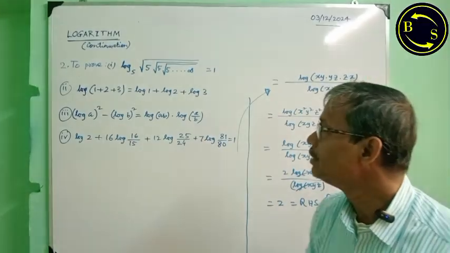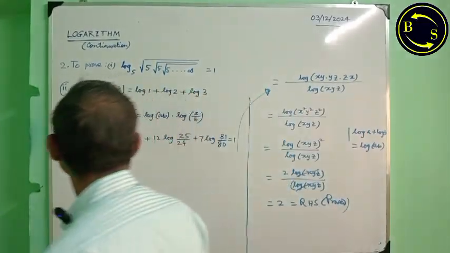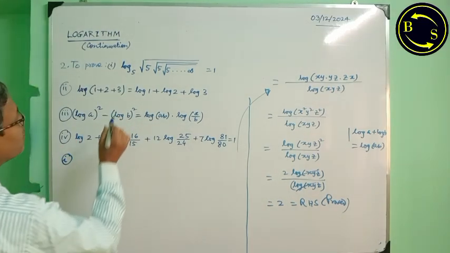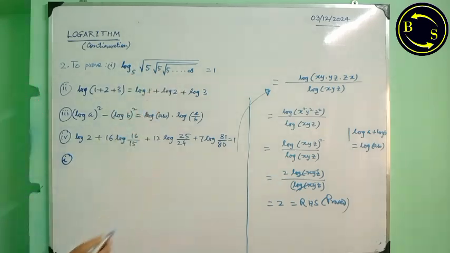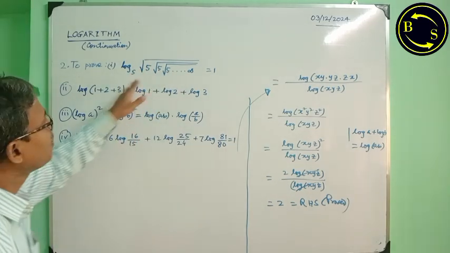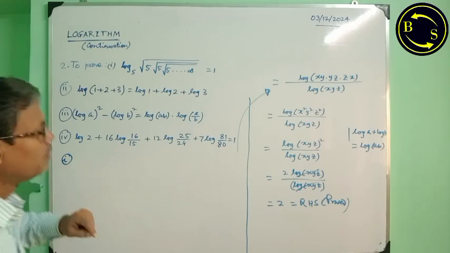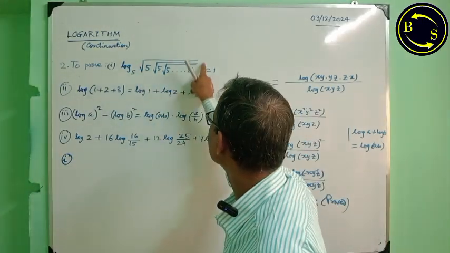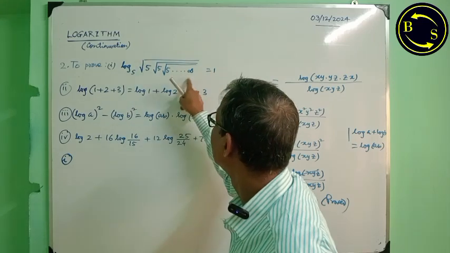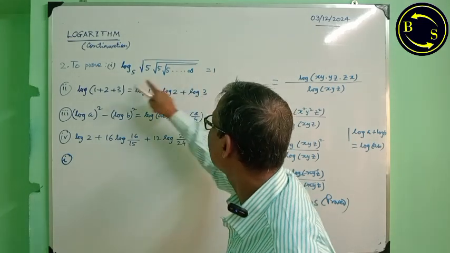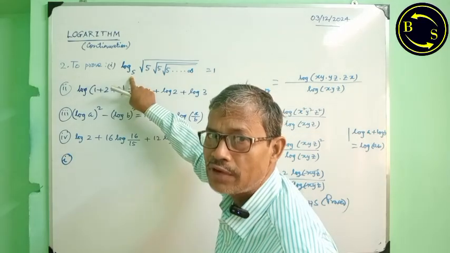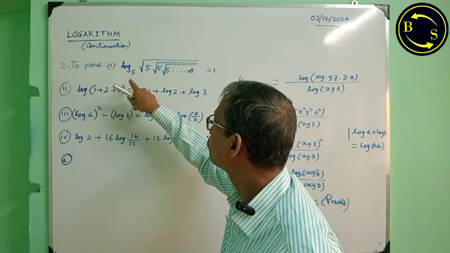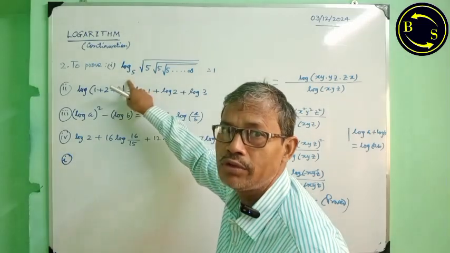Now, second set, 4 sums I will work out. Number 1: log of this one will be equal to 1. For solving that, first of all, I calculate the value of this part. Since it is 1 and we find the base is 5, that means it should be equal to 5. So log of 5 to the base 5 will be equal to 1, as per formula 1.